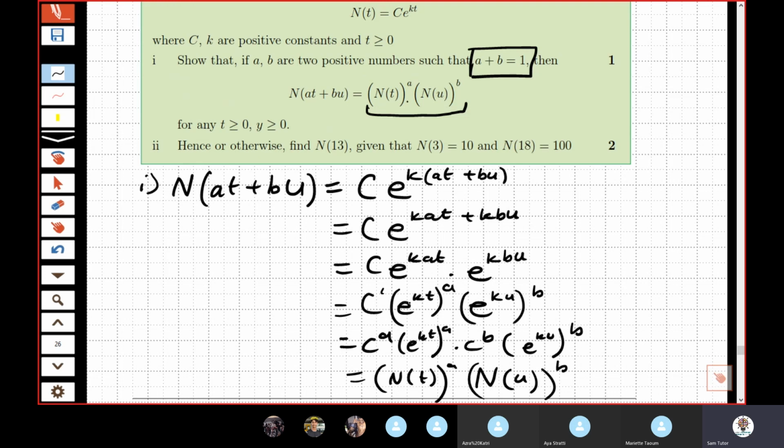Oh, there it is. And then now that E^KT looks like this E^KU, well, with a U, yeah, that would be E^KU. And then that extra step here is a little bit tricky, that a lot of students probably don't see. C to the A times C to the B is C to the power of A plus B, which is 1. So that is the same as this.